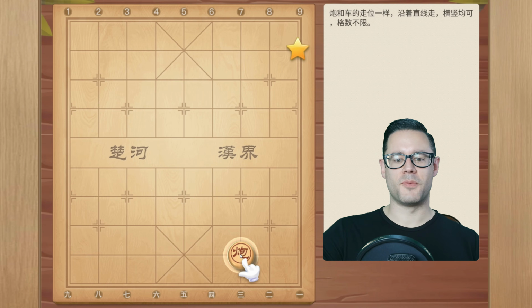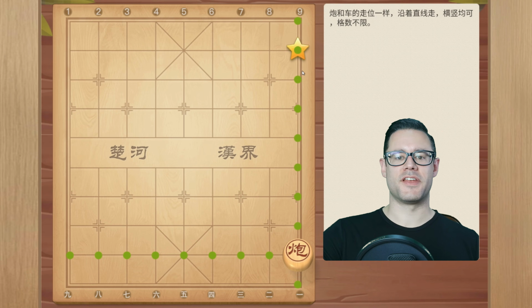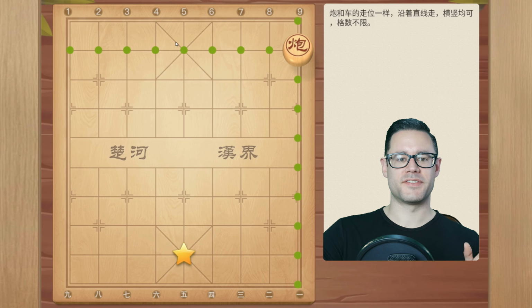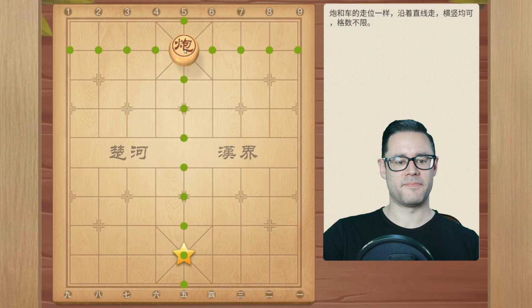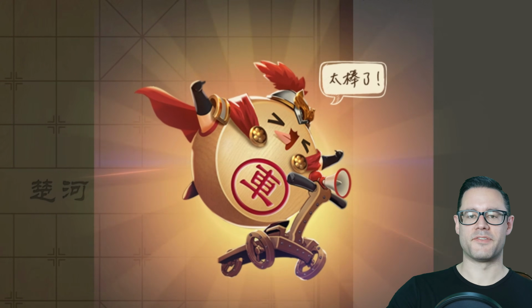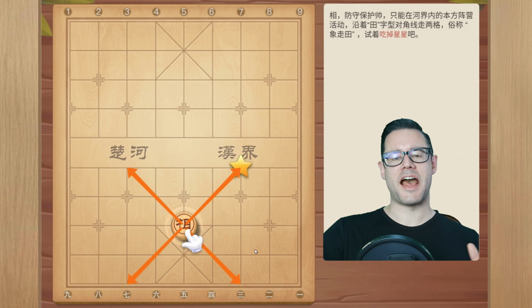But as we'll talk about when we get to the capturing methods, cannons capture differently, and that's what makes them unique. So stay tuned for that because that's coming up. And that's how the cannon moves. Now let's look at the elephants.